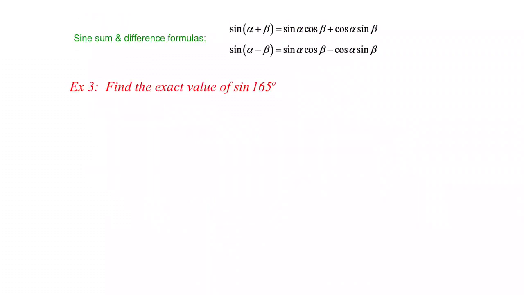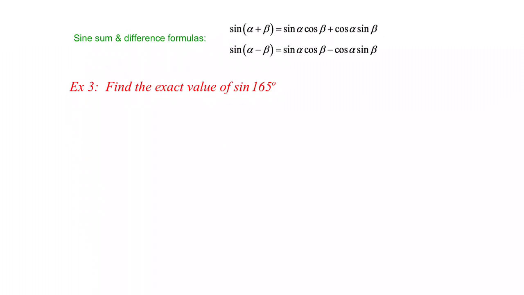Next are the sine sum and difference formulas. So you can look at these. We got sine of alpha plus beta is equal to sine of alpha times cosine of beta plus cosine of alpha times sine of beta. And then when you have sine of alpha minus beta, it's the same thing, except then you are subtracting the two products. So example 3: find the exact value of sine of 165.